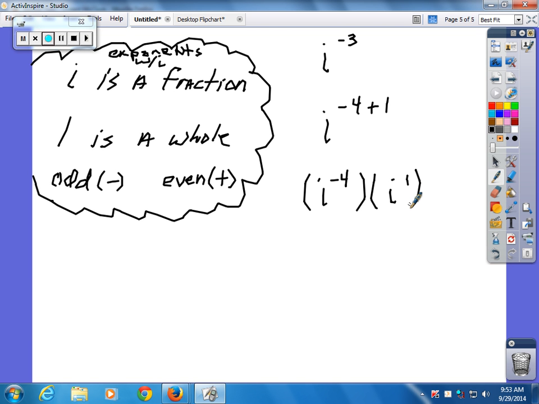Now this is pretty simple. i to the first is what? i. What are we going to do with this guy? Well, you could break it up into i to the fourth and i to the negative 1, or negative 2. But work with it. Work with it and see what you can come up with. Take a second and work with it. It only takes a couple of seconds.